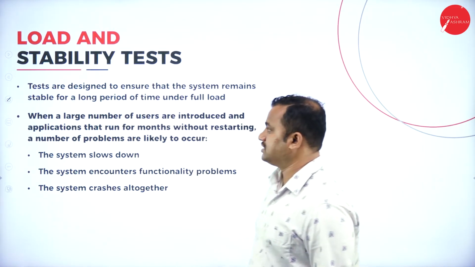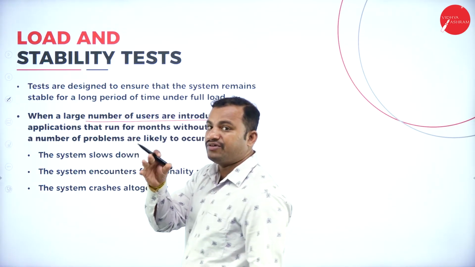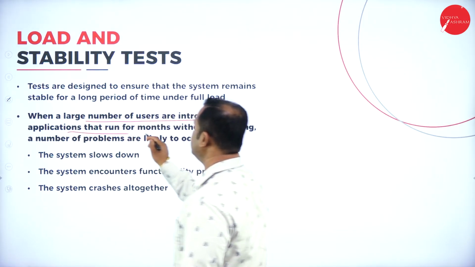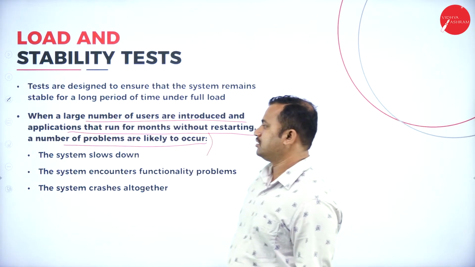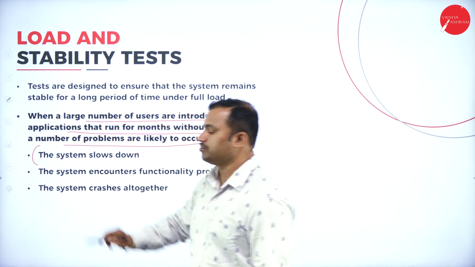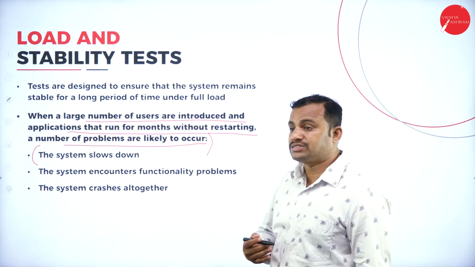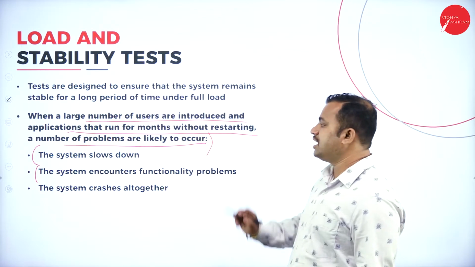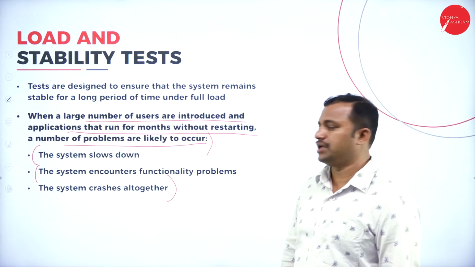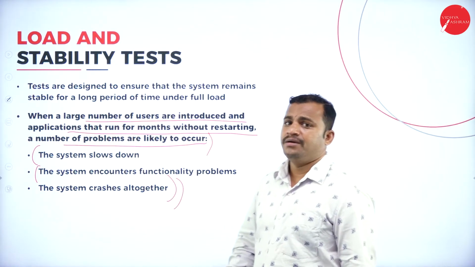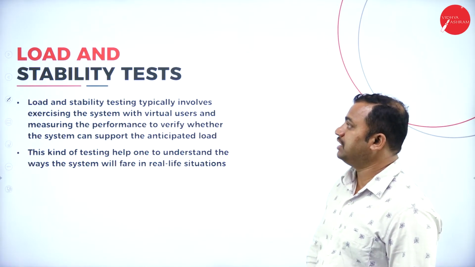Load and stability tests. When a large number of users are given access to the system, in an application that runs for months without restarting, a number of problems are likely to occur. The system slows down because multiple users are trying to access the same system and its resources at the same time. The system encounters functionality problems. The system crashes altogether. All these are problems which may occur when multiple users are given access to the system. That is called load and stability tests.